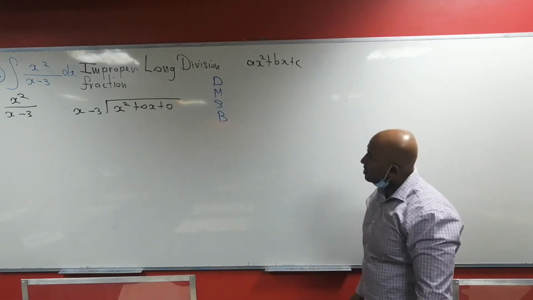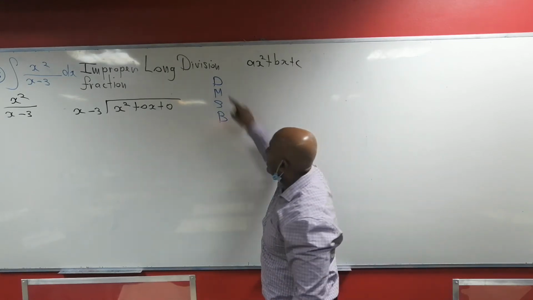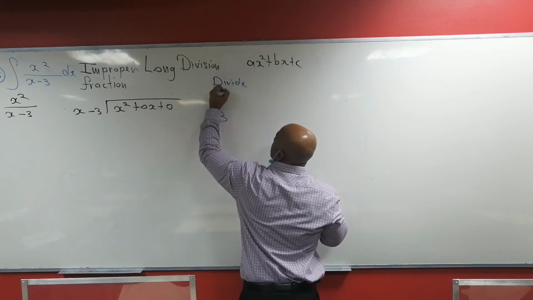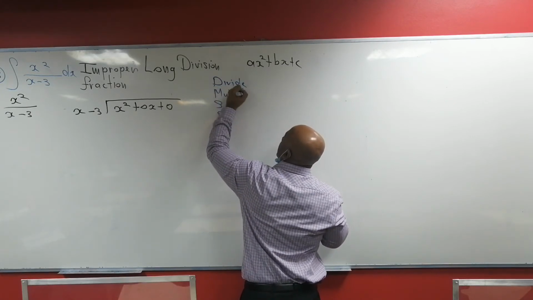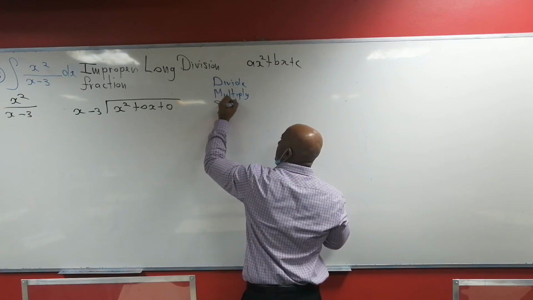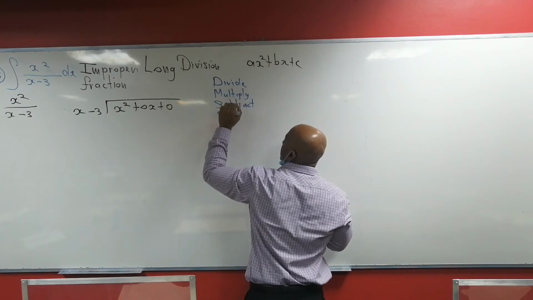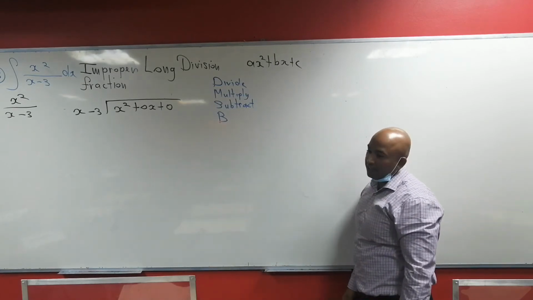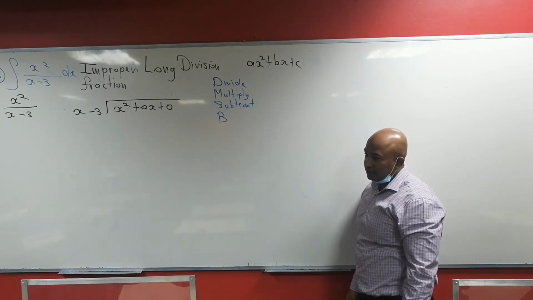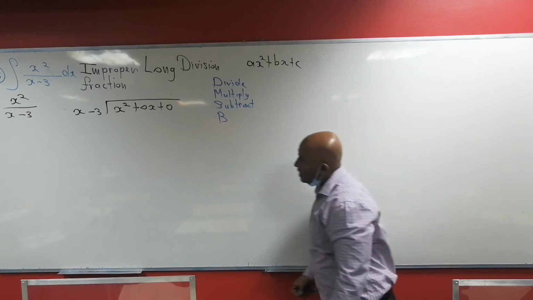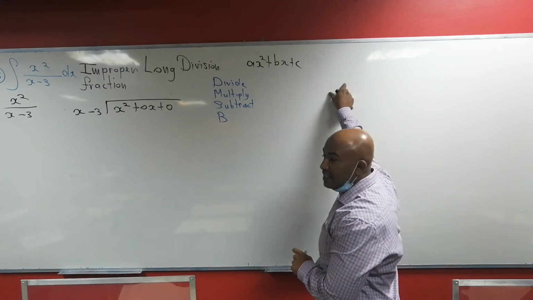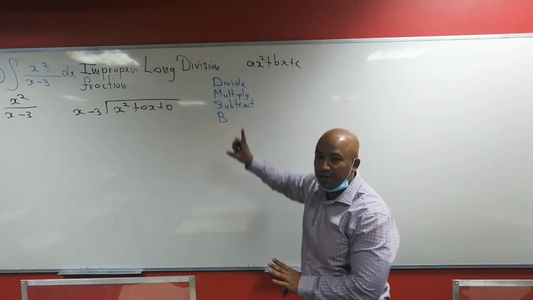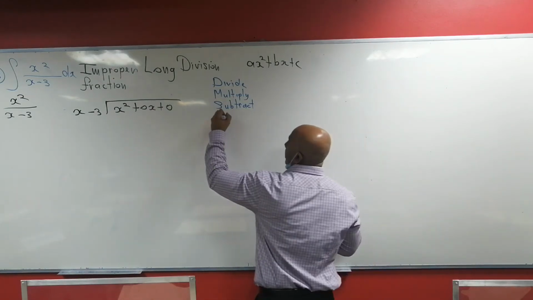Okay. So it's D for divide, M for multiply. Well, let me just write that down. So you're going to divide, you're going to multiply, you're going to subtract. And every year I ask the students what B stands for. Most of the people get it wrong. It's not brackets. B means bring down the next term in line with what you just worked out. So basically it stands for bring down.